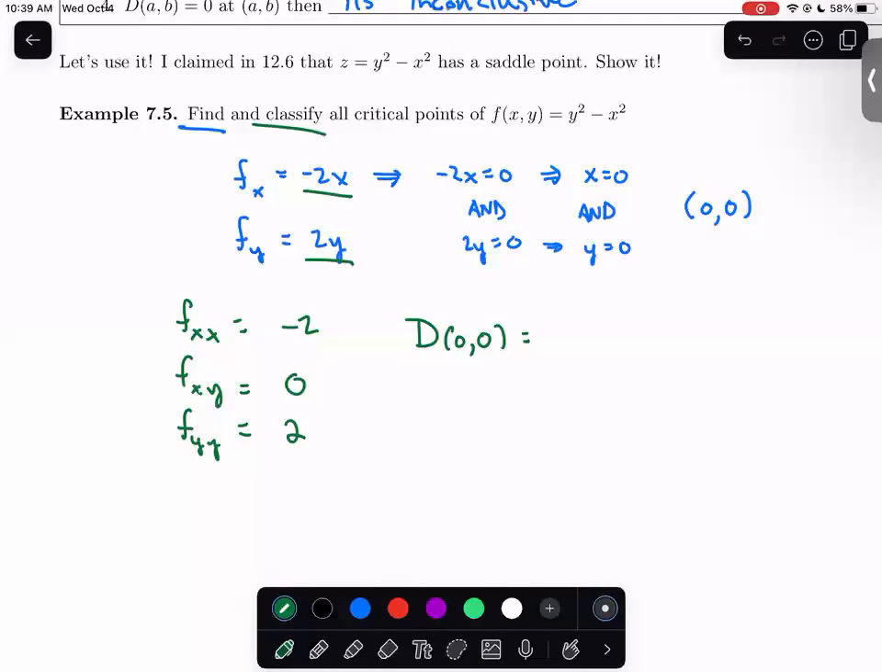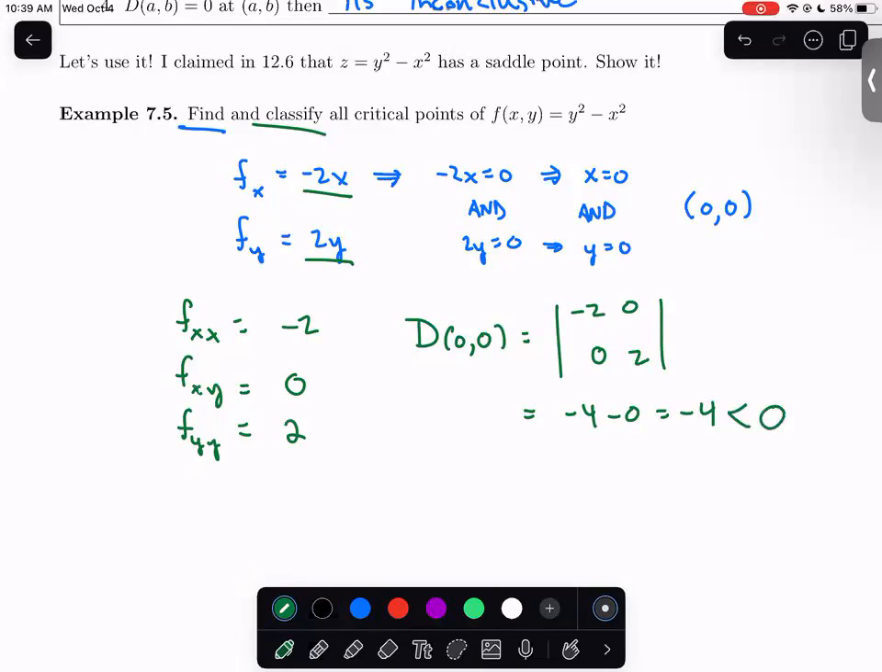All right, so our determinant, right? This is going to be our matrix here, negative 2, 0, 0, 2, right? Or again, you can just use the simplified version, whatever you would like. And so this is going to be equal to negative 4 minus 0. That's going to be equal to negative 4. That is less than 0.